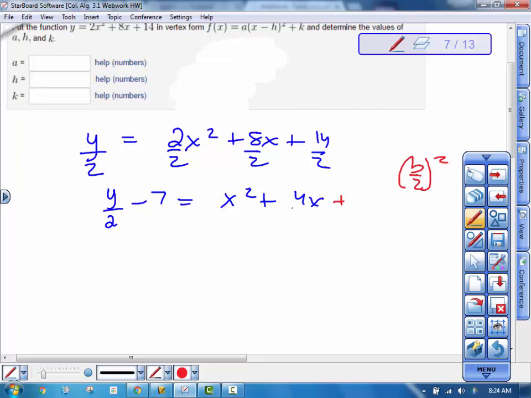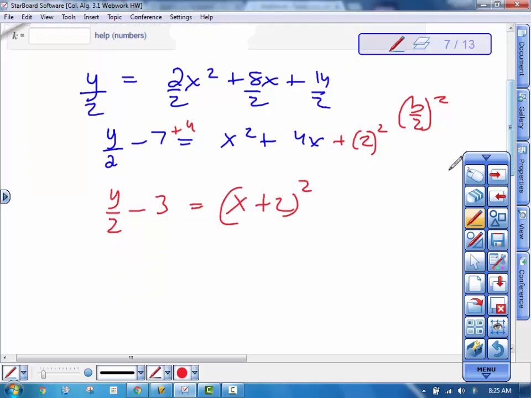So b is 4, so 4 over 2 is 2. So 2 squared is what I'm adding to both sides. That's really 4. So this becomes y over 2 minus 3 equals x squared plus 4x. I'm sorry, this factors into x plus 2 squared. That's a perfect square trinomial. And then I can add 3 to both sides, and I can then multiply everything through by 2 to get rid of the 2's. And when I do that, I get this answer right here.